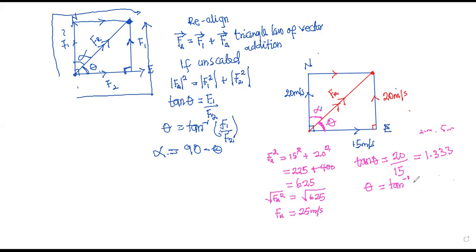Shift. 53.130. So our angle to the east is approximately 53 degrees. Now, if I want the direction of the resultant from the north, okay, Godfred.